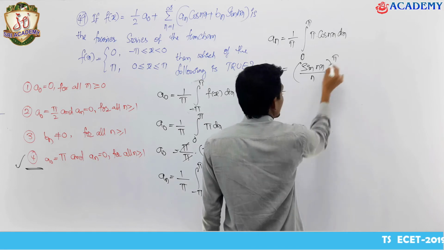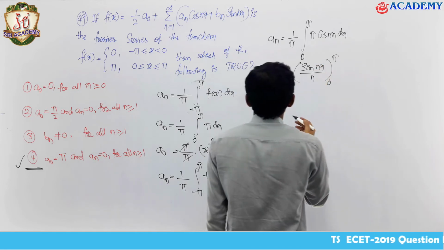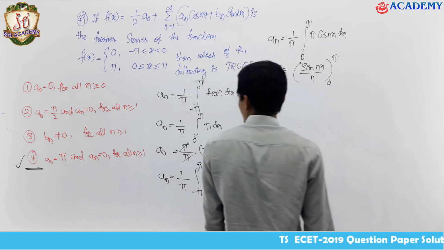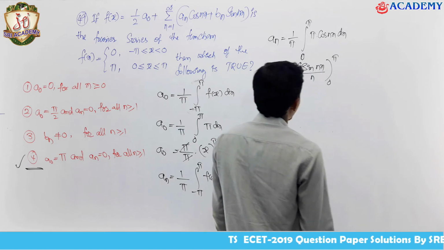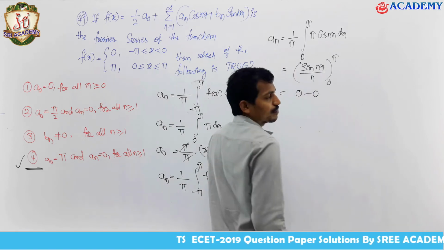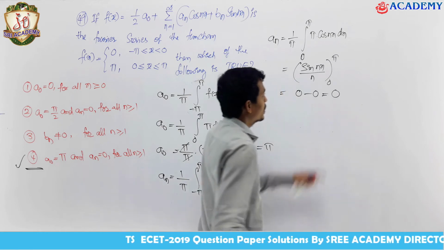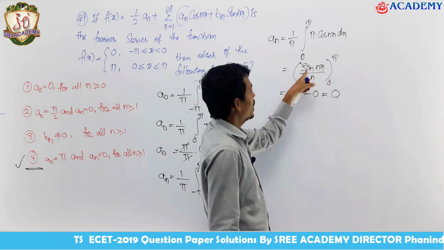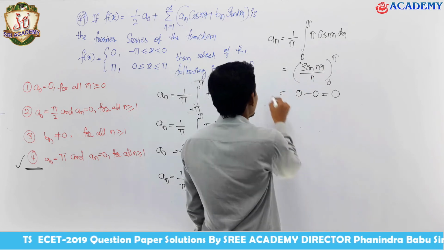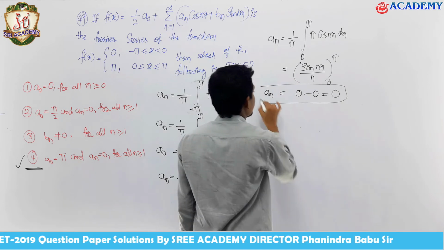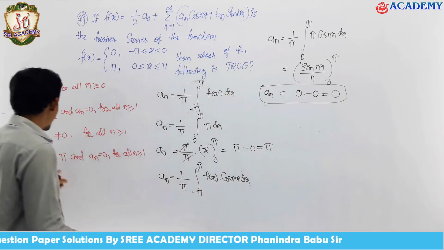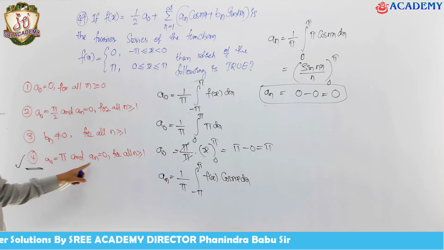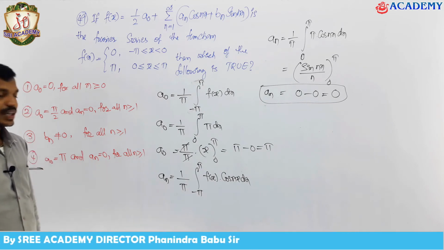If you substitute pi, sin n pi is going to be 0, and minus sin 0 is going to be 0, so 0 minus 0 is going to be simply 0. That is an is going to be 0. That means a naught equals pi, an equals 0 for n greater than or equal to 1.